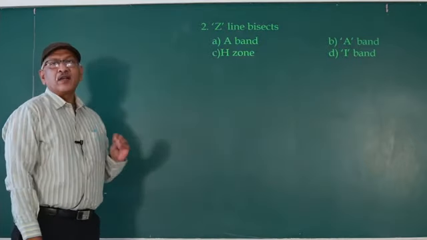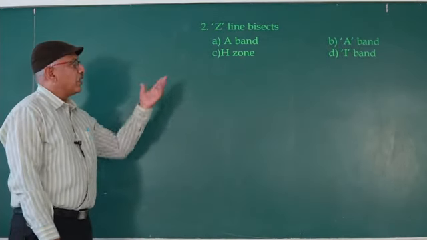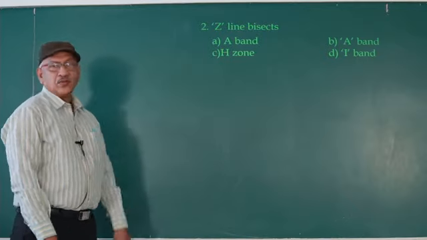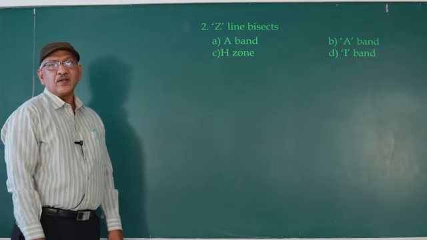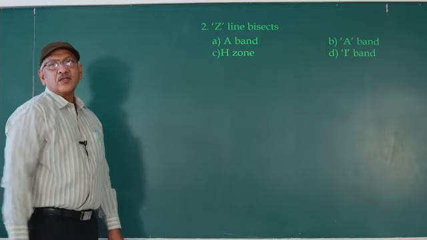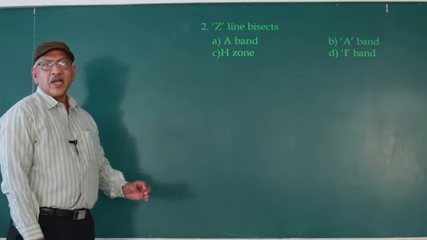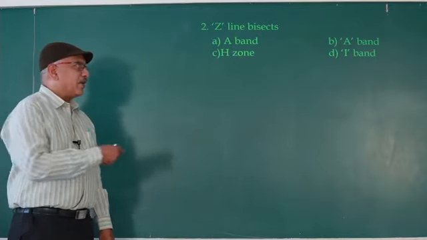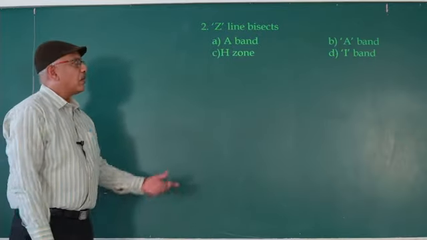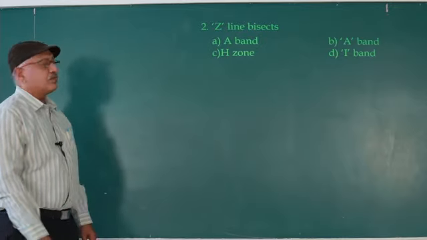The region of A-band containing only myosin filaments is known as H-zone. A-band means anisotropic band. Light rays are passing through A-band. That's why A-band is dark. I-band, isotropic band. Light rays are reflected. That's why I-band is bright.